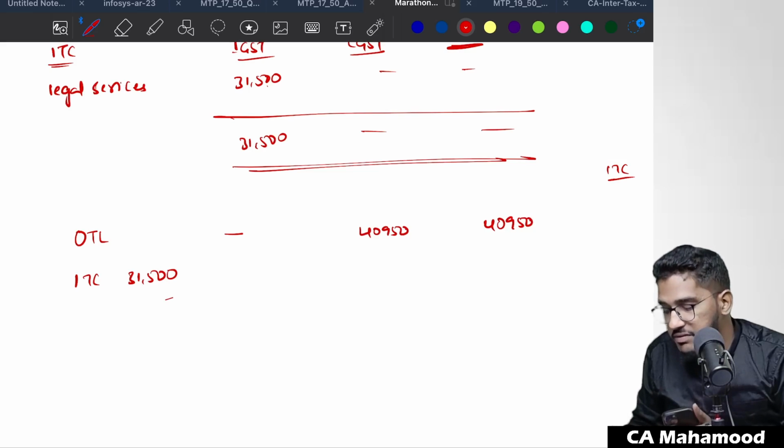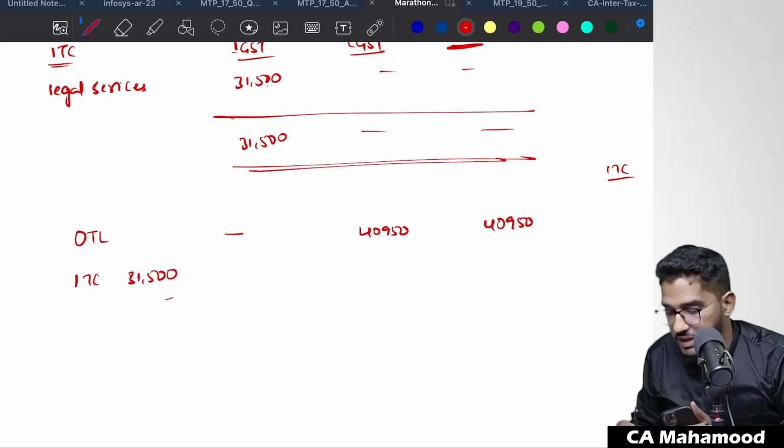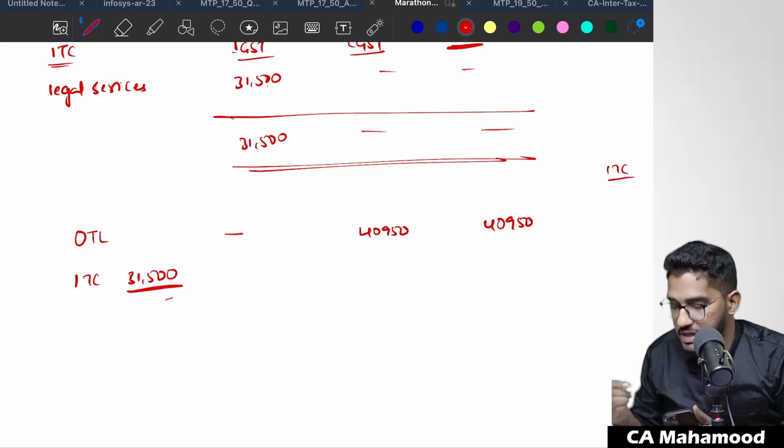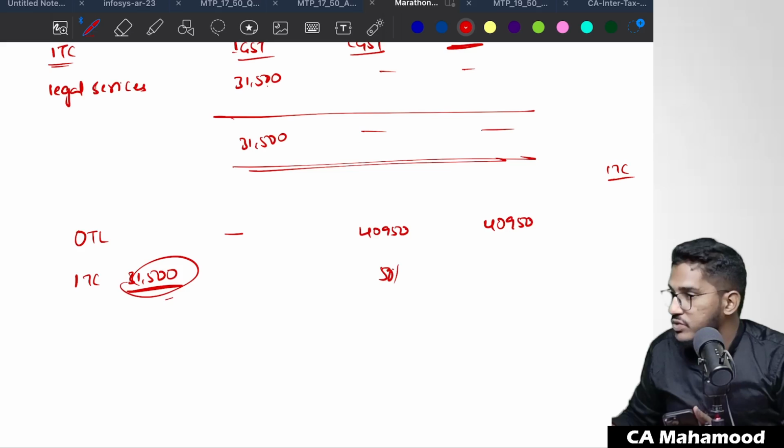If you use it completely for CGST, then also it doesn't matter. When you use it completely for SGST, then also it doesn't matter. If you use 50-50, then also it doesn't matter. It is not going to have any significant impact. So what I will do is, in the suggested answer, if you find, they will say 50% will be used here, 50% will be used here. So we'll do the calculation from the suggested answer here.